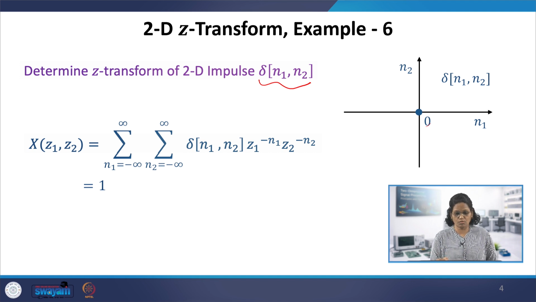So let's see the 2D case, where X of z1 comma z2 is also equal to 1. You can see that n1 varies from minus infinity to plus infinity in the summation, and n2 as well. Delta of n1 comma n2 exists only at n1 equal to 0 and n2 equal to 0. So when we make this 0, 0, this is 1 at only one point, and the whole thing converges to 1. So the Z transform of the 2D impulse is 1. The Z transform of the 1D impulse is also 1. So this is going to be 1 for all z1 and z2 values.